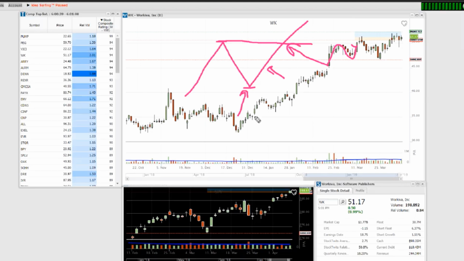Because if you're the person who's okay with waiting for the stock to pull all the way back this way, this is the trader I wish I was, but I'm not, and you buy here, you can risk a very small amount of money.